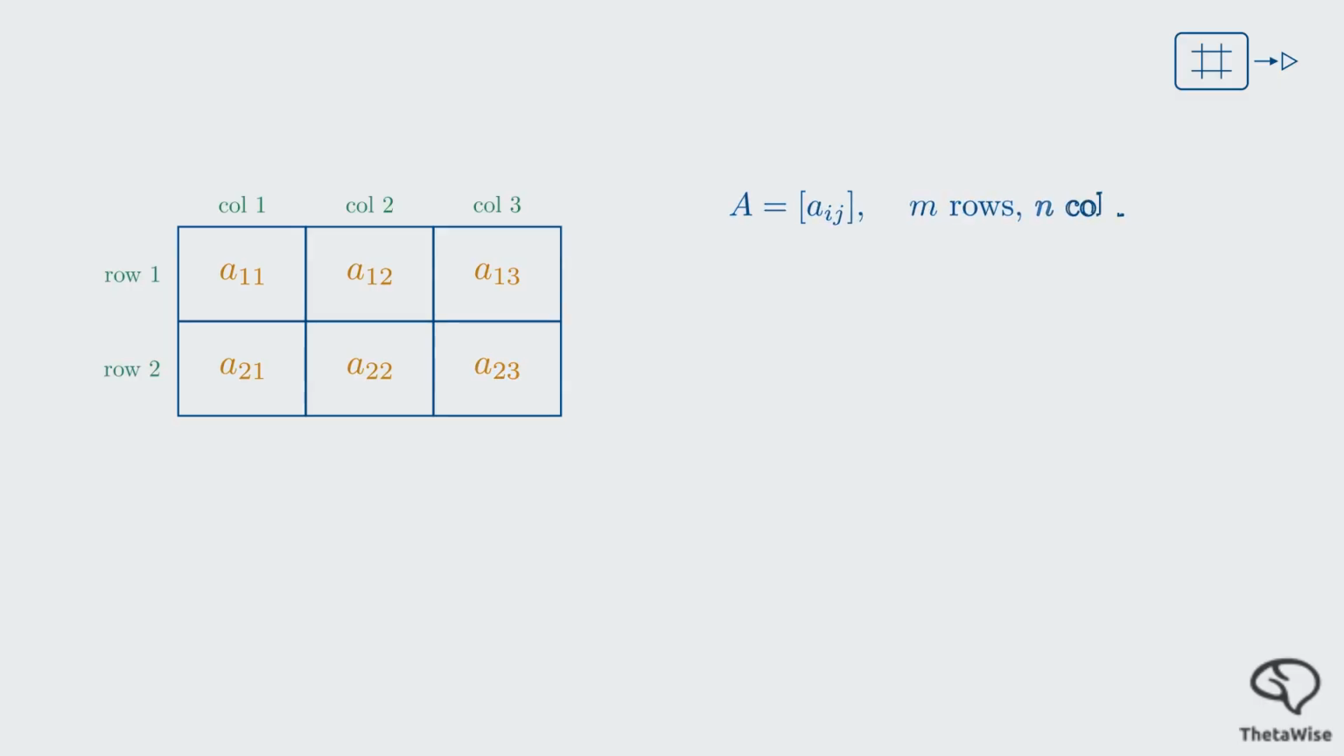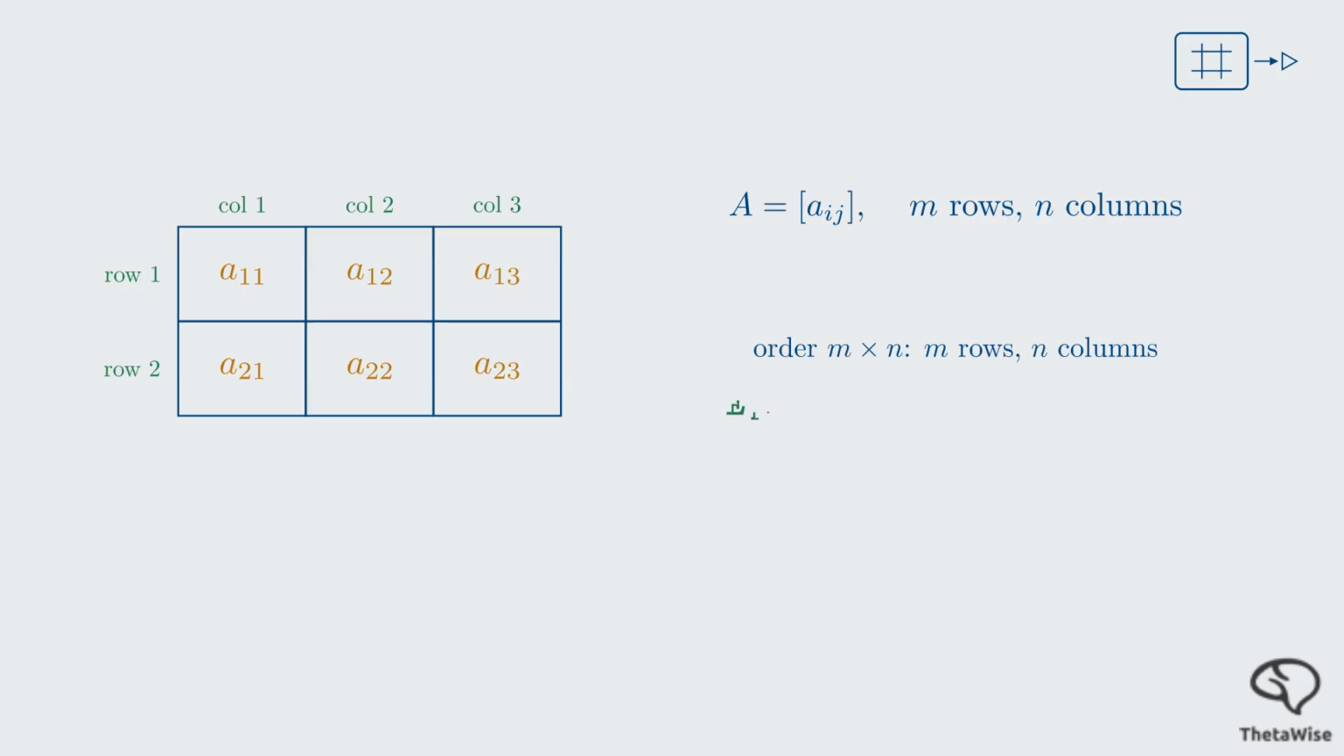We write a general matrix as A equals the array of entries a sub ij with m rows and n columns. The first subscript i tells us the row, and the second j tells us the column. So a sub 2 3 means the entry in row 2, column 3. The order m by n means m rows and n columns.